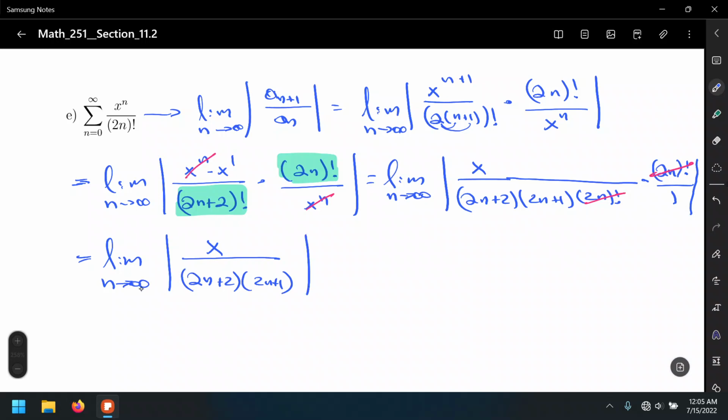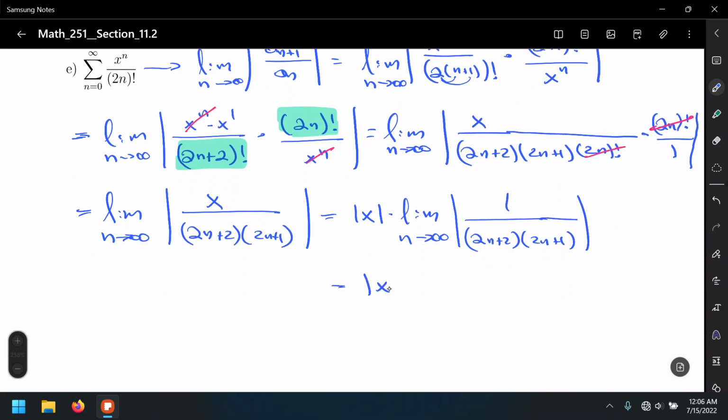Recall that the limit we are computing is only in terms of n, not in terms of x. So this x goes outside as the absolute value of x times the limit of 1 over 2n plus 2 times 2n plus 1 as n approaches infinity, and this limit goes to 0. So what do we get? The absolute value of x times 0, and 0 times any number is 0, which happens to be less than 1.